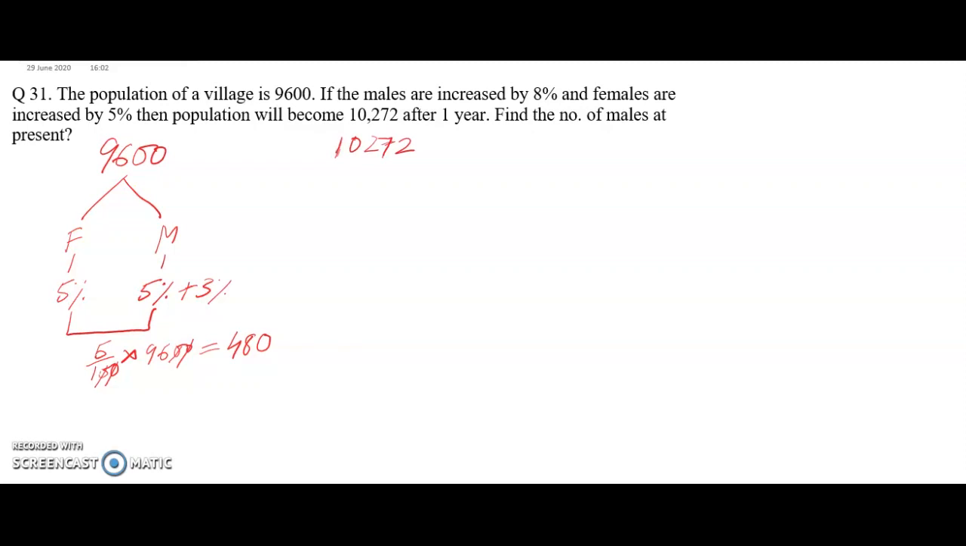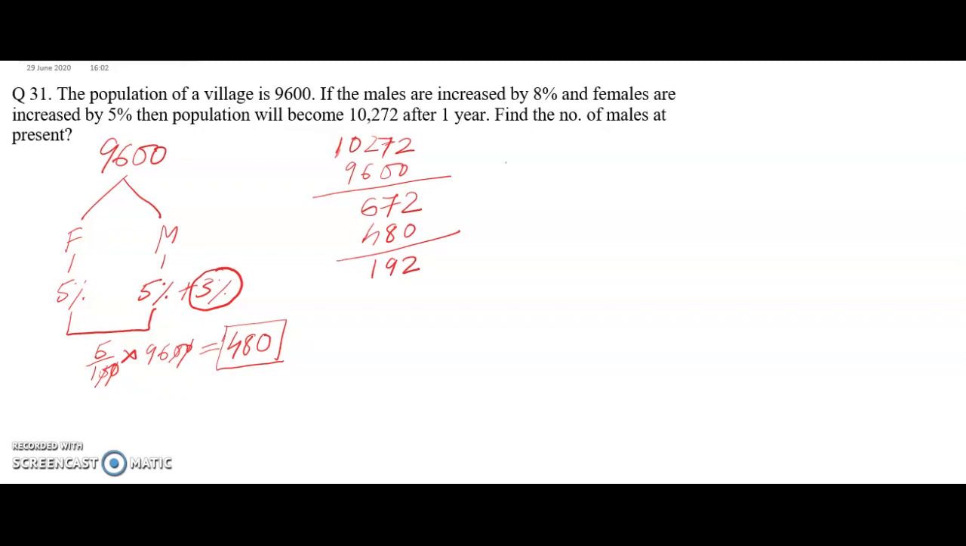10,272. Our original population was 9,600. So if we see, the increase is how much? 672. Now 480 has been increased because of 5% increase in male and female. So if we subtract 480 from 672, we will get 192. And now this 192 increase is because of this 3% increase in male.